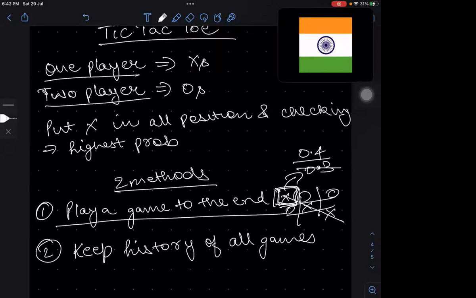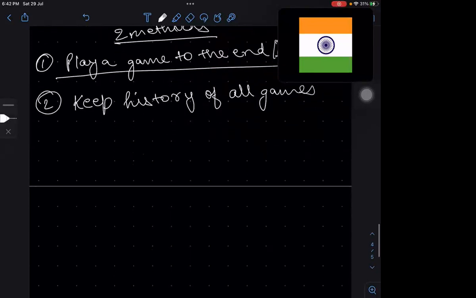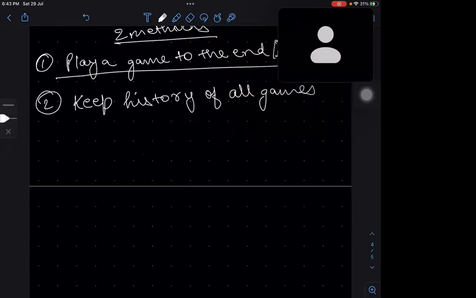Ma'am, are these two kinds of learning preferred according to the situation, or does the system prefer one of the methods in all conditions? You can prefer both of them. This is basically an alternative approach. Madam, just one question. In the second option, if you keep the history of all games, that means the history of the sequence of patterns. We can even convert that into supervised learning, right?